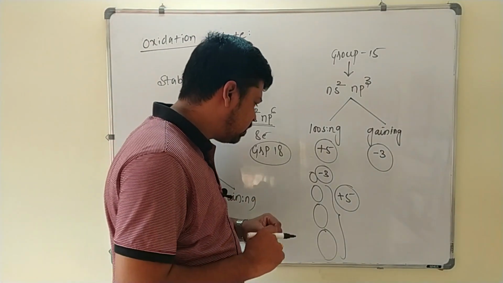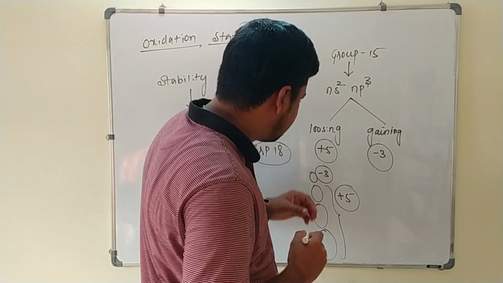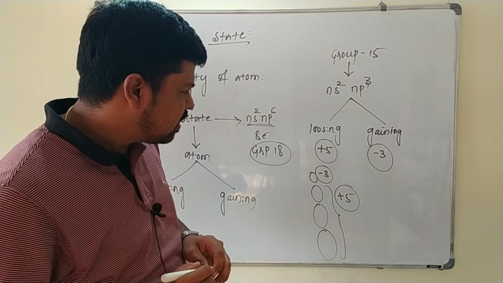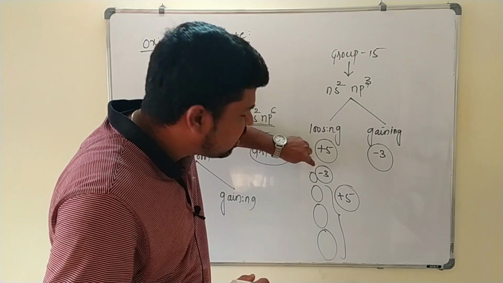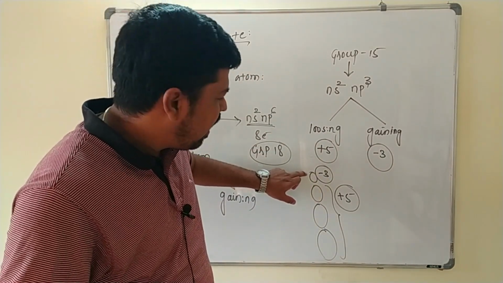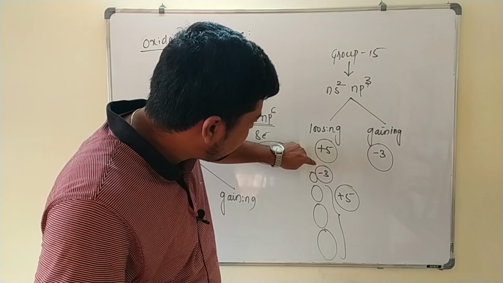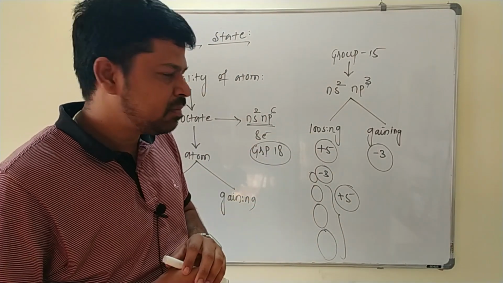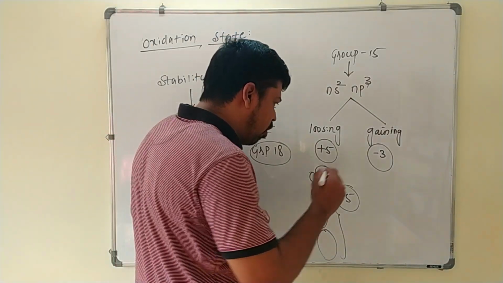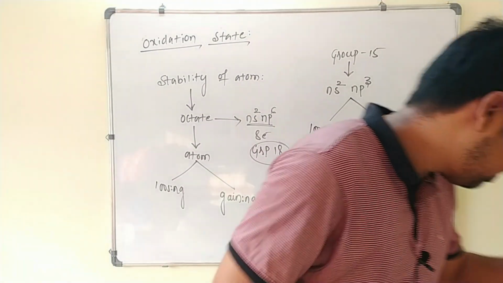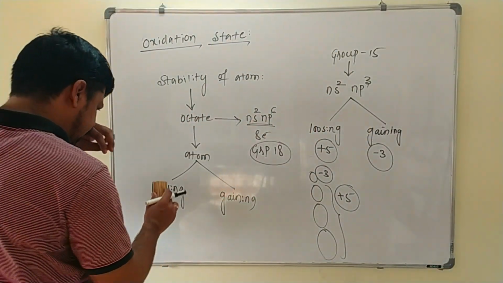Okay, this is the oxidation state. Here also it will show +5 in some elements. But the tendency of the -3 oxidation state is maximum in the first element, that is nitrogen, and this tendency to show the -3 oxidation state decreases down the group because of the increase in atomic size. Now what are the common oxidation states of group 15 elements? Now I will write the common oxidation states.